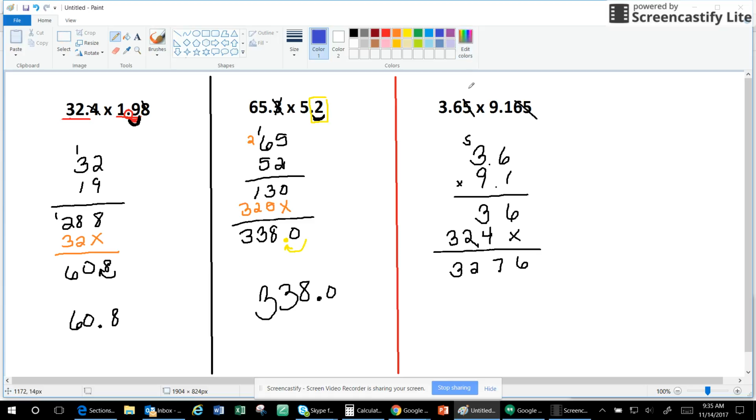When I go back and look, I had two decimal places here. The 6 was a decimal and the 1 was a decimal. So there's actually 2. To finish this, I have to move the decimal place in 2 spots. So we're going to wind up with 32.76.